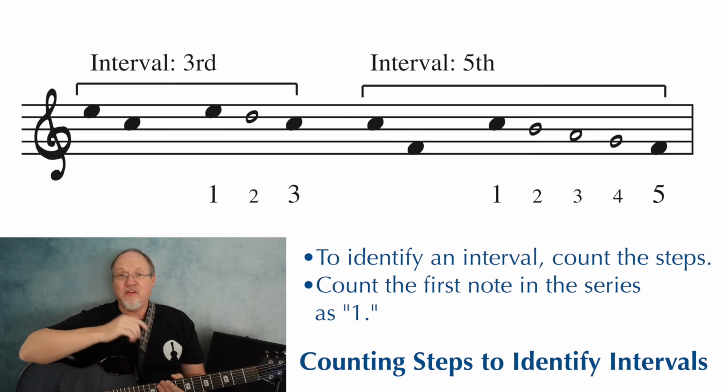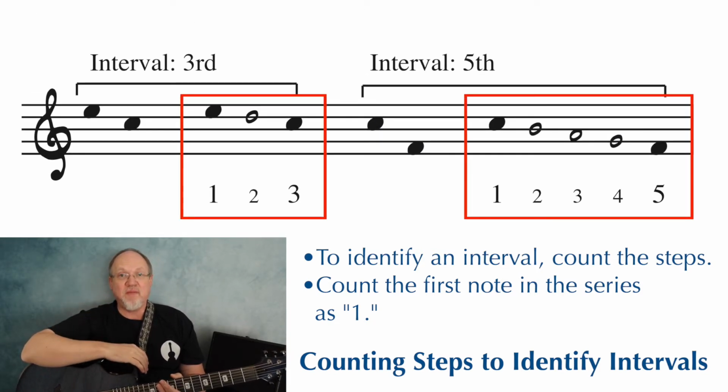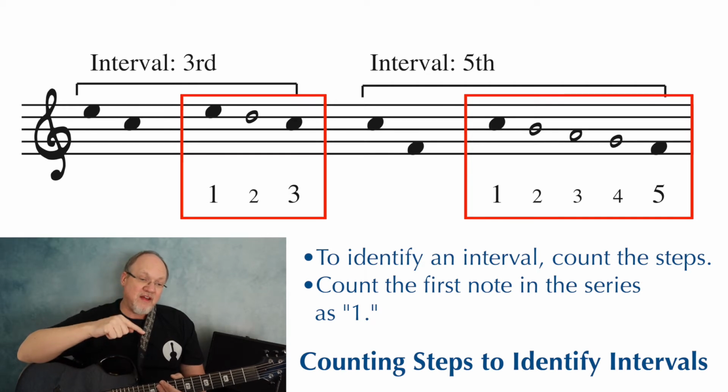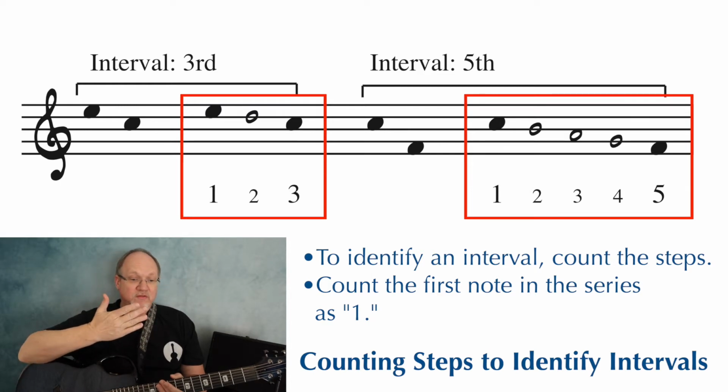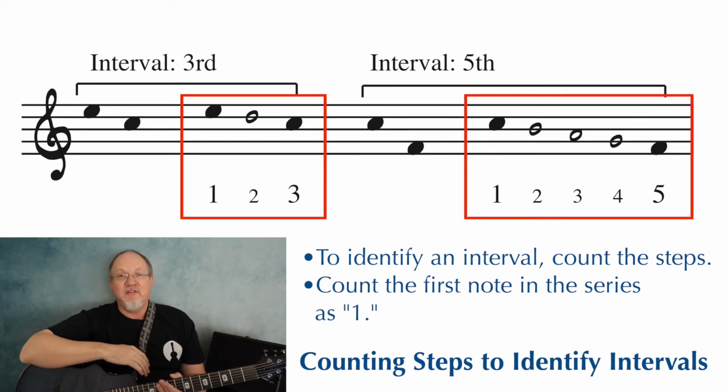Now if the second note is lower, you still count the steps, you're just counting downwards instead of upwards. So an E going down to a C, E, D, C, 1, 2, 3, that would be a third, and a C going down to an F, C, B, A, G, F, 1, 2, 3, 4, 5, that's an interval of a fifth.